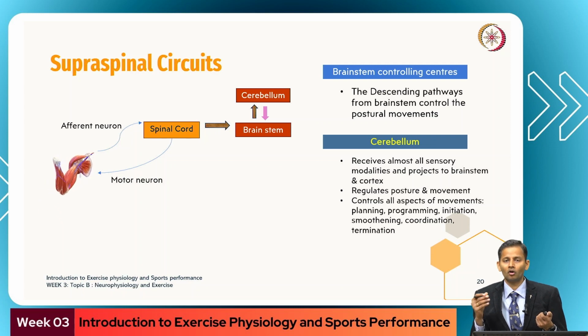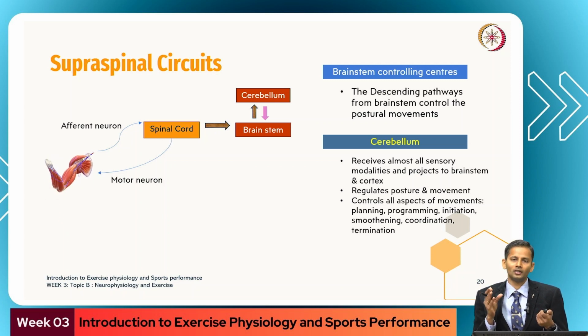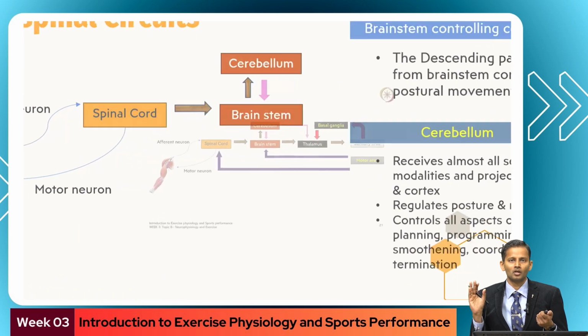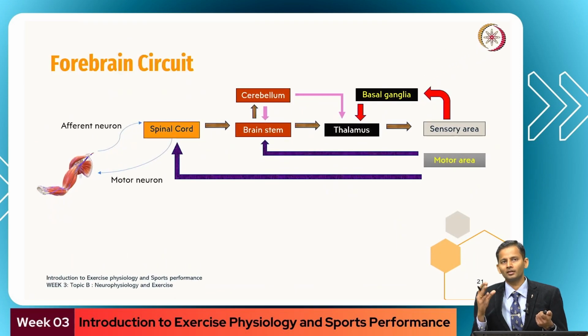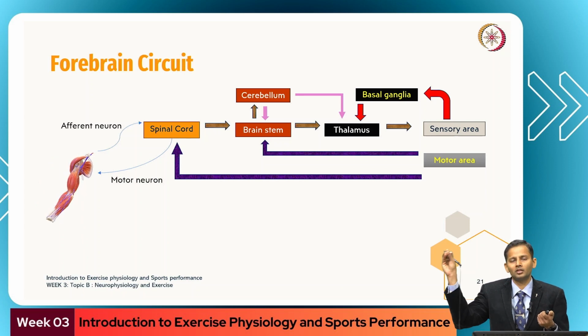To regulate them, it also controls all the aspects of movement, starting from initiation, planning, programming, smoothing, coordination and termination of the movement. So all aspects of the movement have some contribution from the cerebellum with respect to the posture as well as the movement. The inputs from the cerebellum are given to the brainstem as well as to the thalamus. The thalamus is the relay center which relays the information from the brainstem to the cortex.